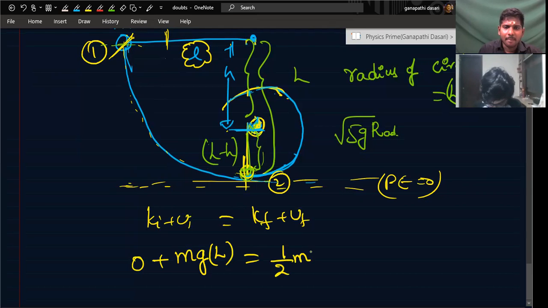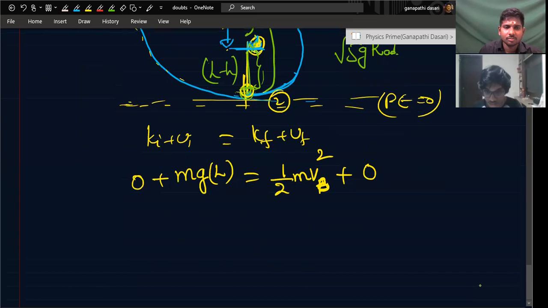half m v2 square. I'm considering this as the second point, the bottommost point, or otherwise I'll call it B, so half m vB square. Plus, what is the final potential energy? Zero, right? Because I consider this as the reference line.